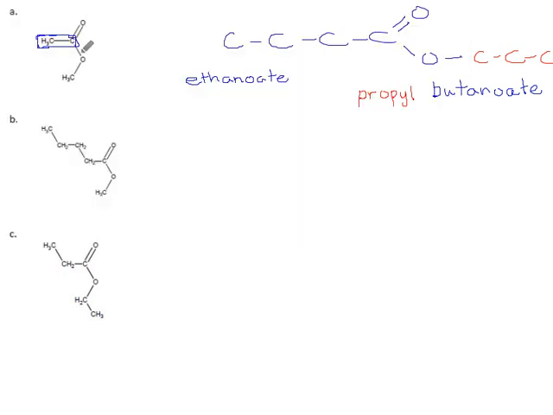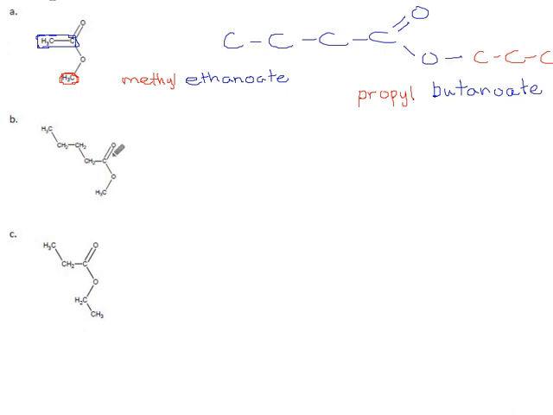And the other part of the name comes from what's after the carboxyl group. Well, there's a single carbon here. This is a methyl group. And so this chemical is methyl ethanoate. Not too bad, I hope.